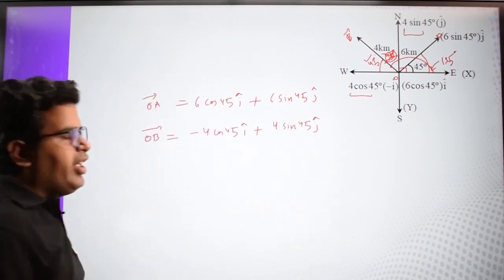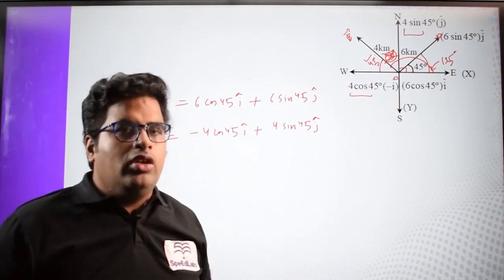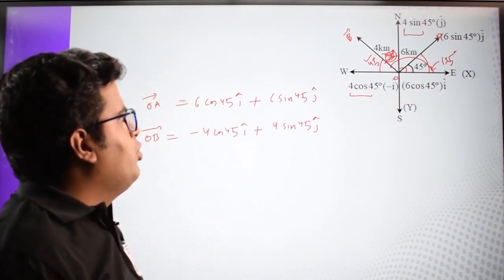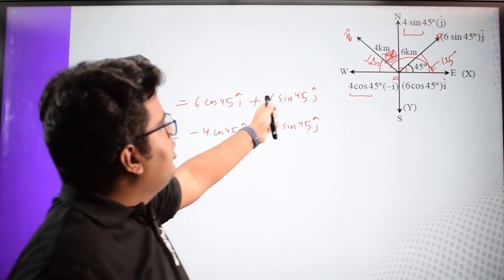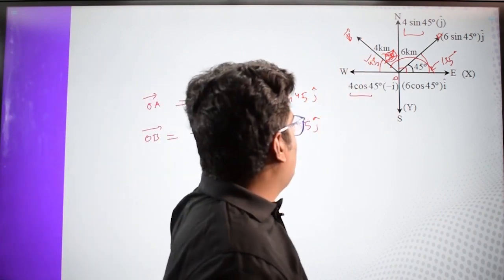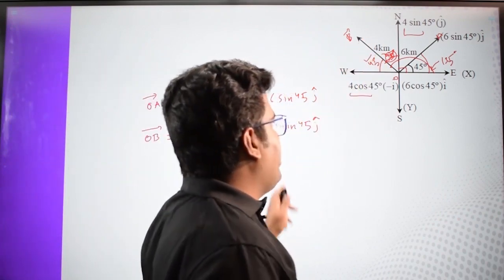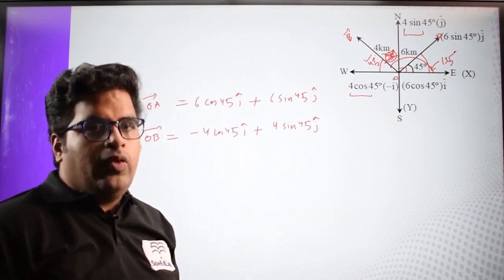We have now written the vectors along the x-axis and along the y-axis. Now if I ask you what comes along the north? So along the north we have two components. One is 6 sin 45 and the other is 4 sin 45, right?